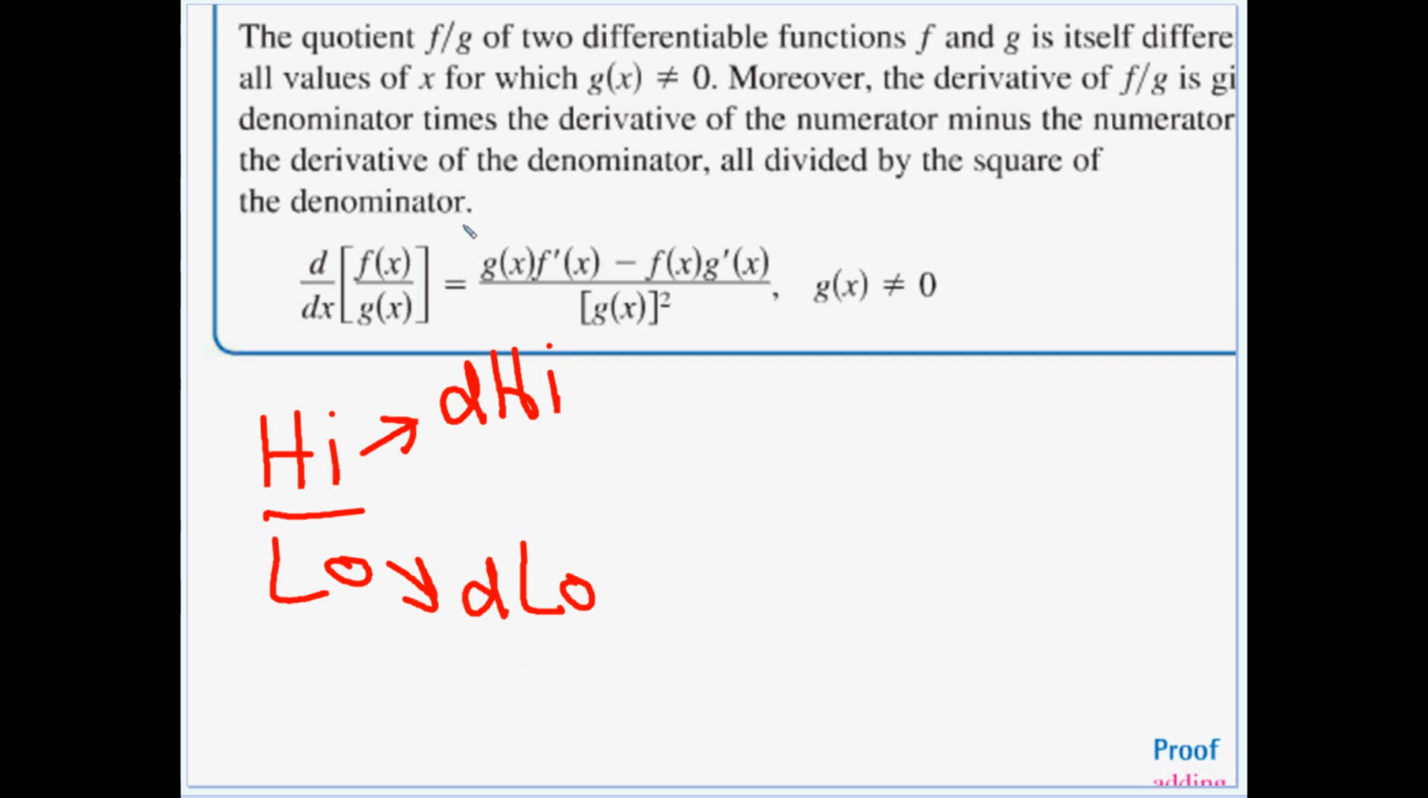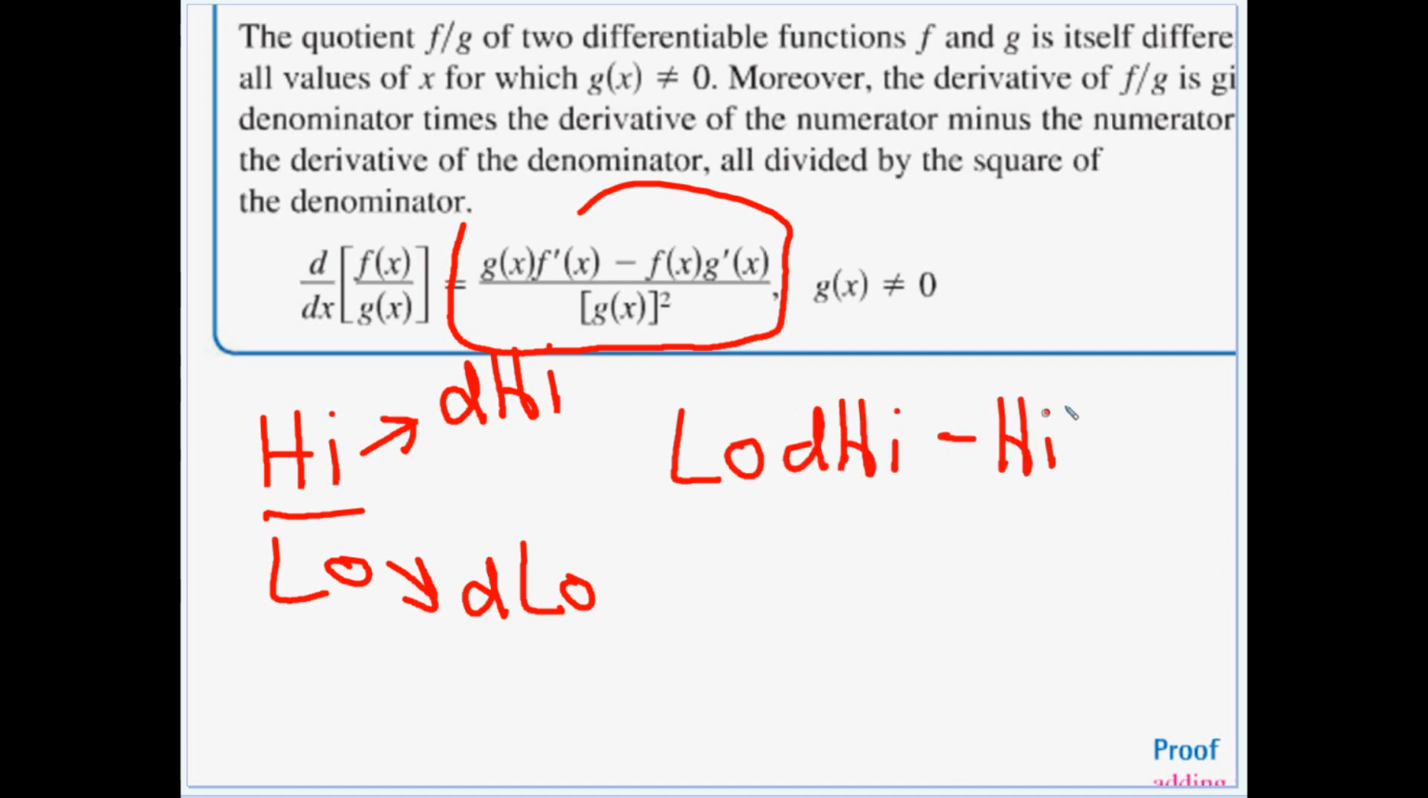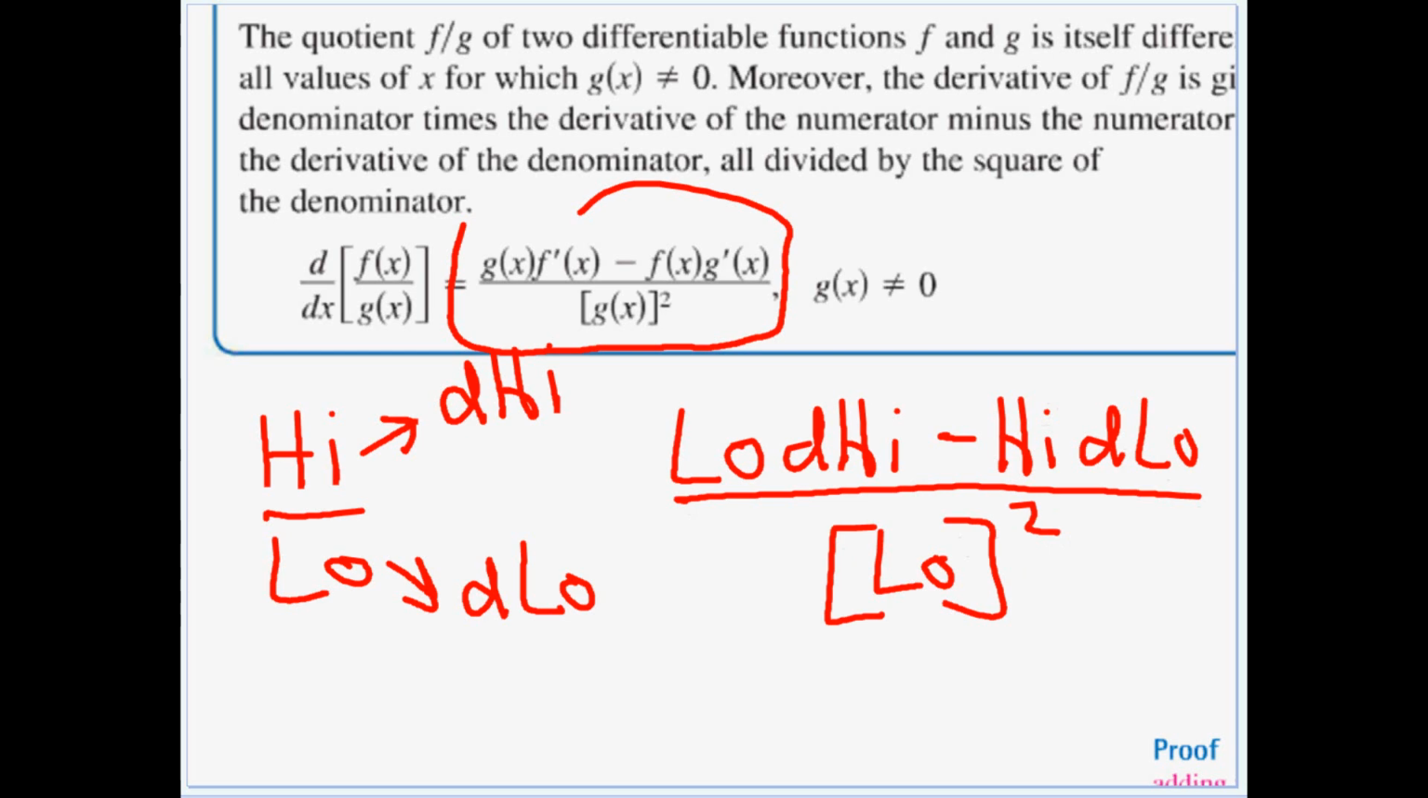So we can now turn the quotient rule into a little song. Low d high minus high d low, square the denominator, off we go. Low d high minus high d low, square the denominator, and off we go.